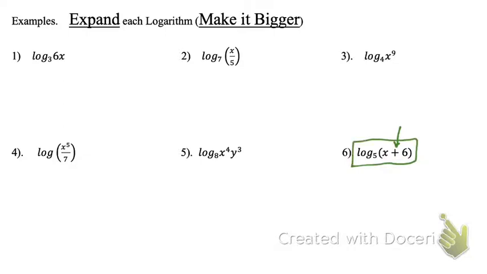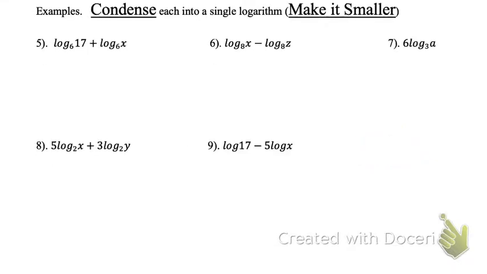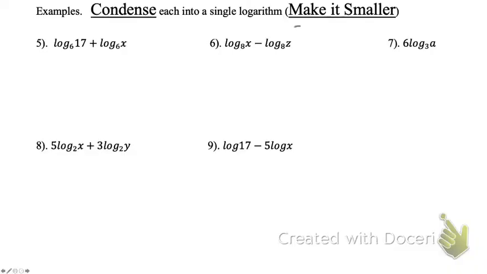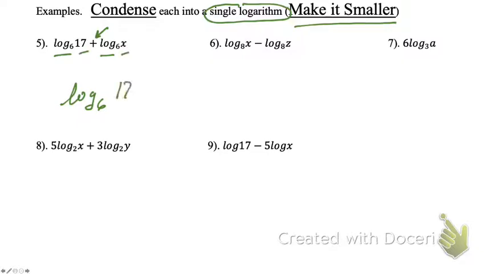All right, the other direction from expanding would be condensing, is when you make it smaller. How do you make it smaller? You're going to make it into a single logarithm. So see how we have more than one log in each of these problems. We want to write a final answer that only has one logarithm. So in this case we want one single log base 6. Well, how will we do that? We'll say to ourselves, if we're adding these two together, what can we do with the 17 and the x? We can multiply them as 17x.